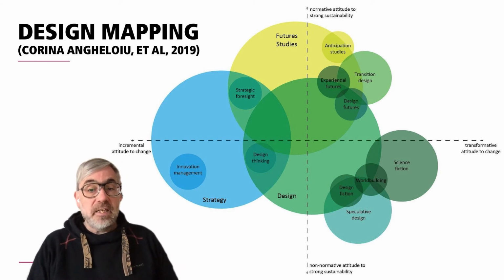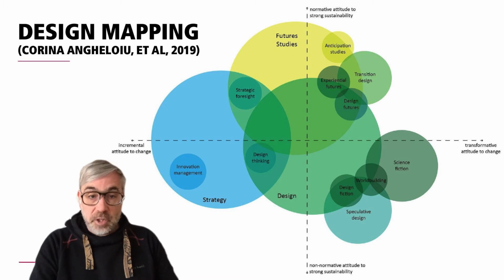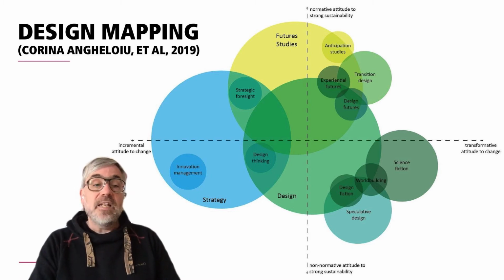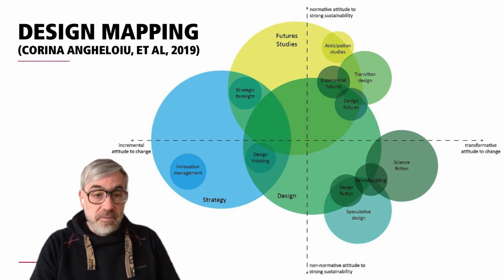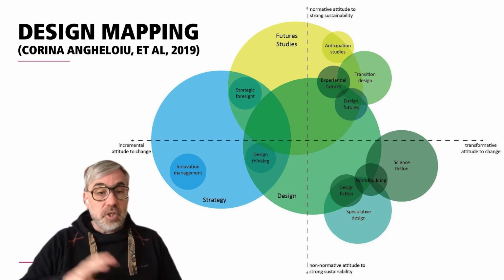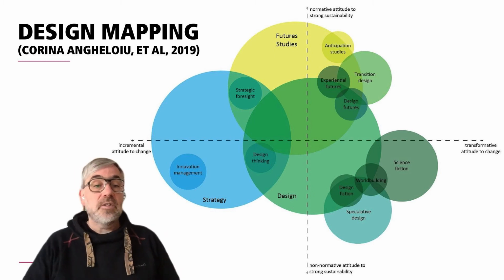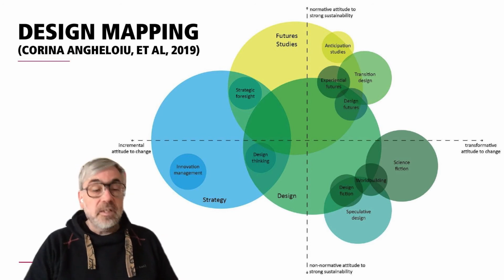So speculative design is focused on transformations, so really profound change, and on a non-normative attitude. So try and think in totally new values. What should those values be if we have the chance to change the future? And eventually, of course, not only the future, but also the now, because there are also alternative nows at the moment where those new values are already in place, but they are not the standard.